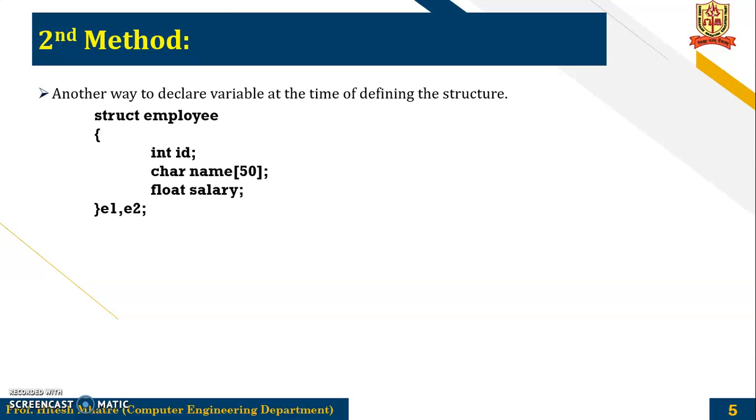Then there is a second method, where the structure is the same, just declare the variables, that is E1 and E2, at the end before the semicolon. Right? So these are the two methods. I define a structure. Then in the first method you can create variables in the main function, and in the second method along with the structure.